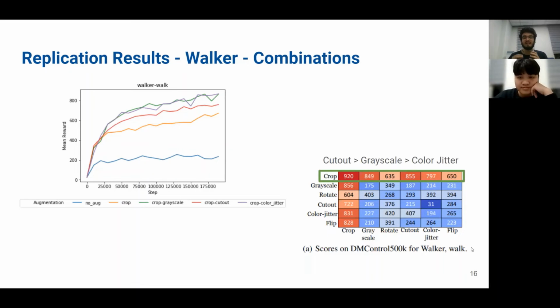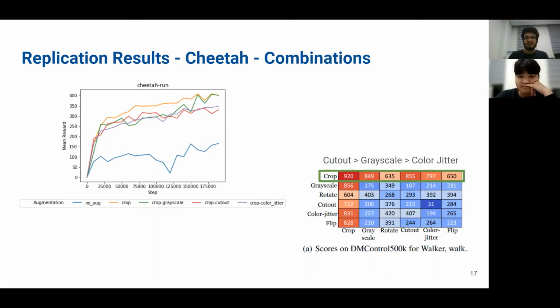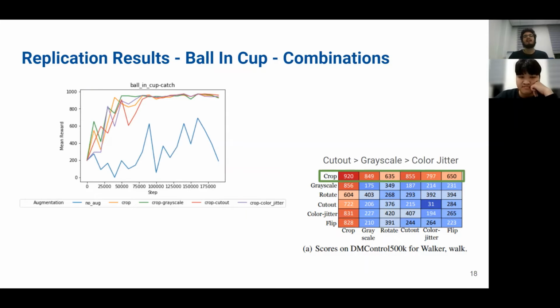These are the results in the Walker, and this is actually the only environment where adding an extra augmentation improves the agent. All the combinations are better than crop. In the case of Cheetah, crop was again the best augmentation, followed quite closely by crop grayscale. In the case of Ball in Cup, similar to Cartpole, we see that adding an extra augmentation does not add anything to the training of the agent, so they achieve a similar level of reward.